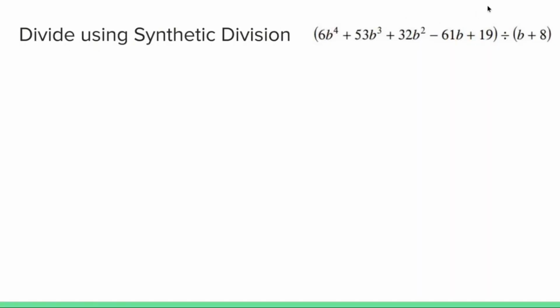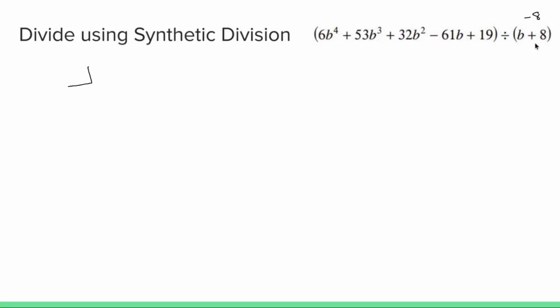Divide using synthetic division. First off, before we do synthetic division, we have to make sure everything's in order and there's nothing in between missing here, so that's good. Then we take our factor, we make a little box, and we put the number that makes this equal to 0 inside of it.